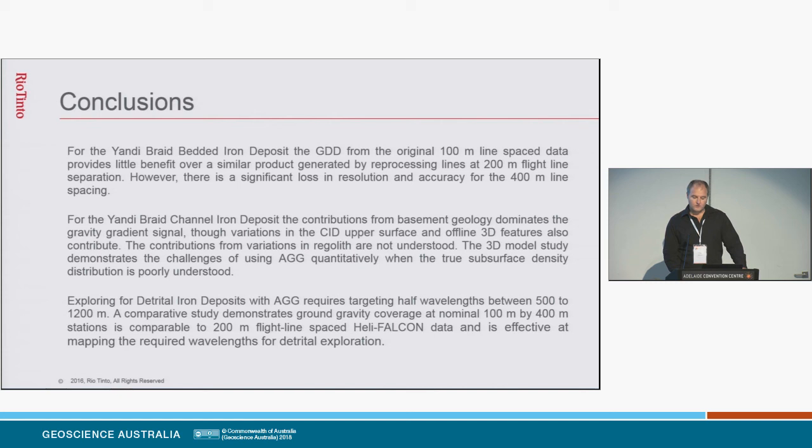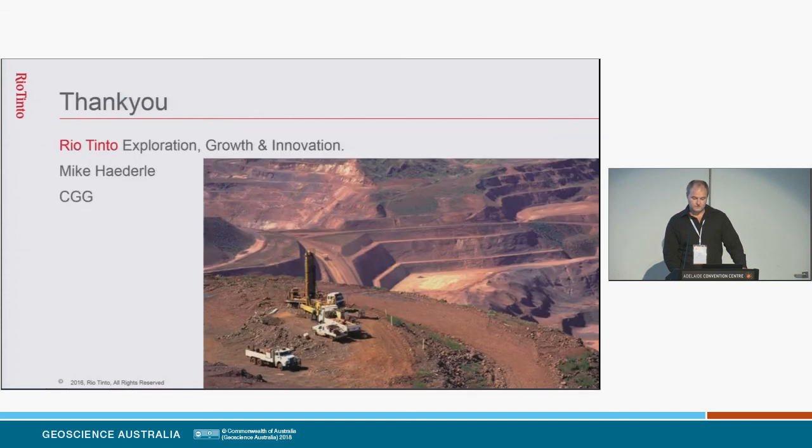Exploring for detrital iron deposits with AGG requires targeting half wavelengths between 500 to 1200 metres. A comparative study demonstrates ground gravity coverage at nominal 100 by 400 metre stations is comparable to 200 metre flight line spaced Heli-FALCON data.